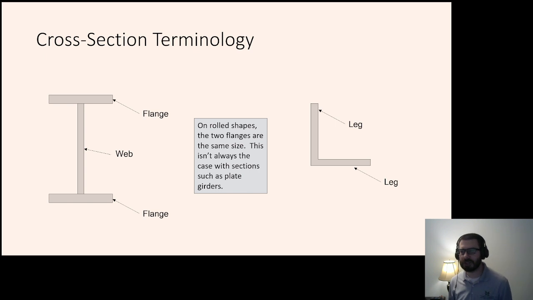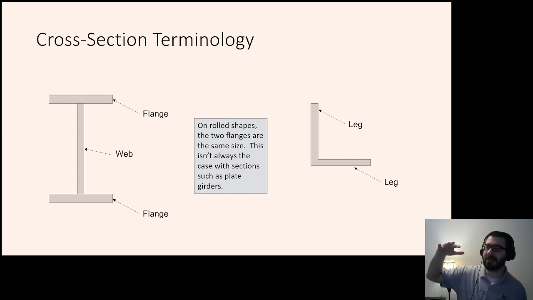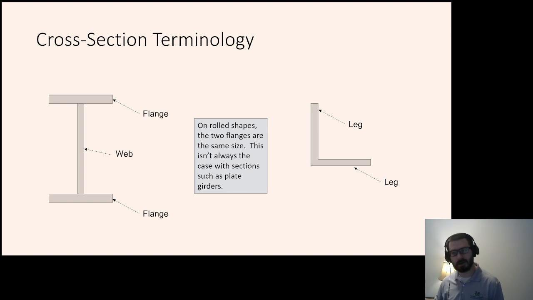Whenever you have a rolled shape, the two flanges are pretty much always the same size, but that isn't always the case with plate girders. Sometimes with a plate girder, we might have a different size top flange than we do a bottom flange. I could talk all day long about why that's the case, about different limit states and different load demands, and why it makes sense to have differently sized flanges, but you would be watching this video for quite some time, so I'm going to move on from that.